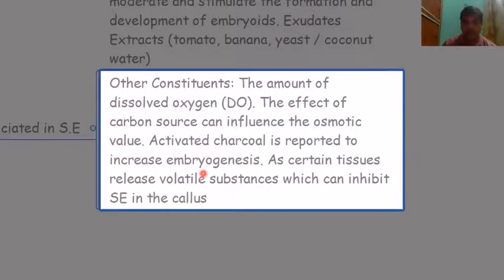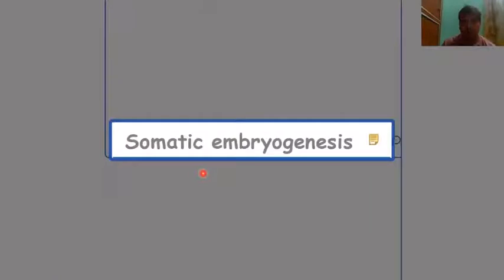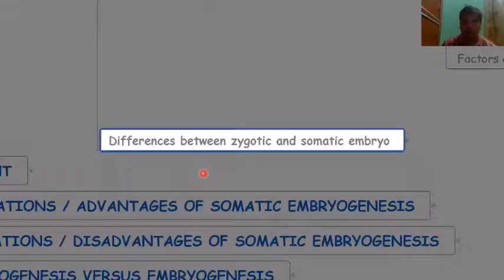I'm just going to leave it here, because there can be a number of factors and scientists have researched so many factors in the case of somatic embryogenesis. So here we have discussed the two types, somatic embryogenesis and zygotic embryogenesis, as types of embryogenesis. Let's further discuss the differences between zygotic and somatic embryogenesis.